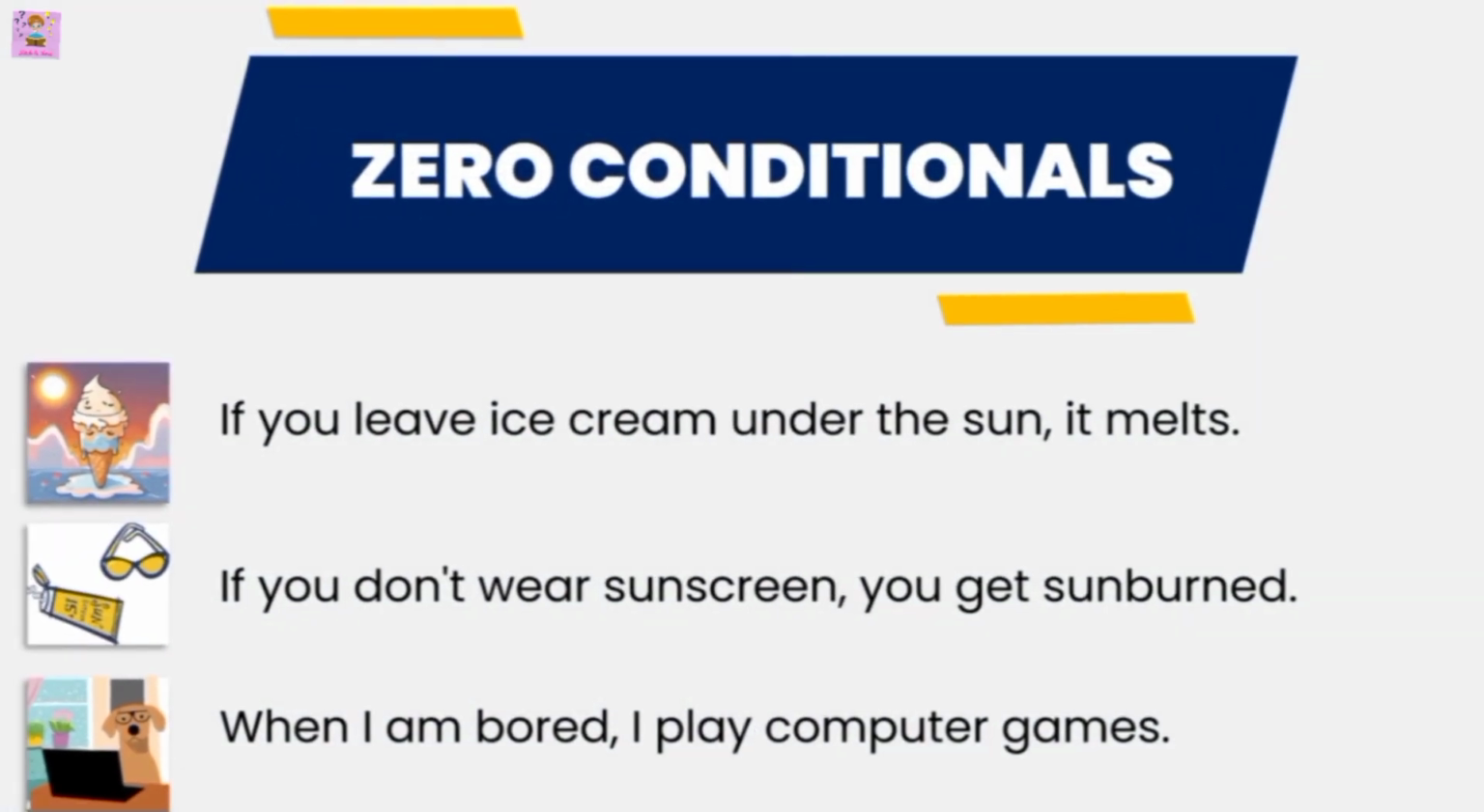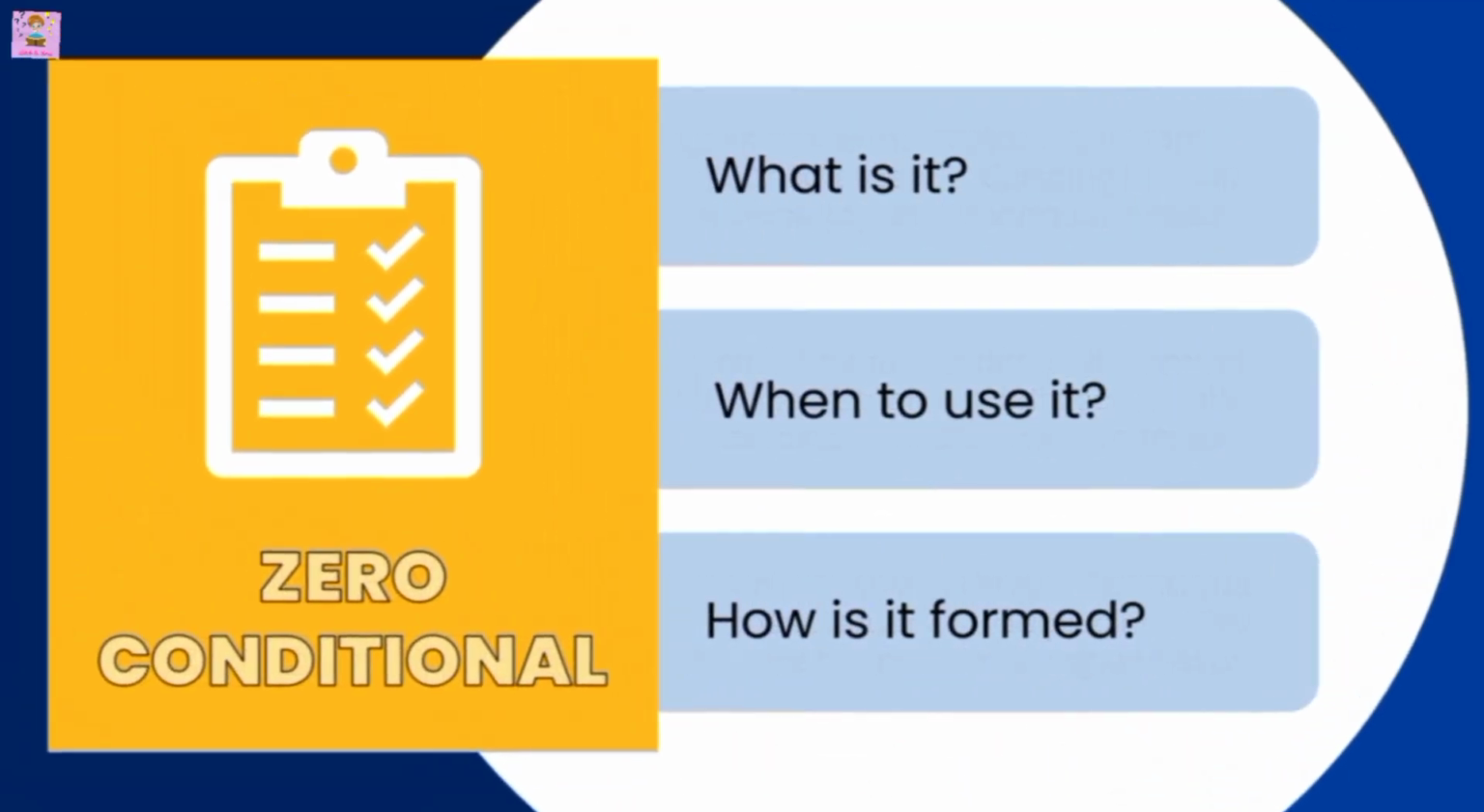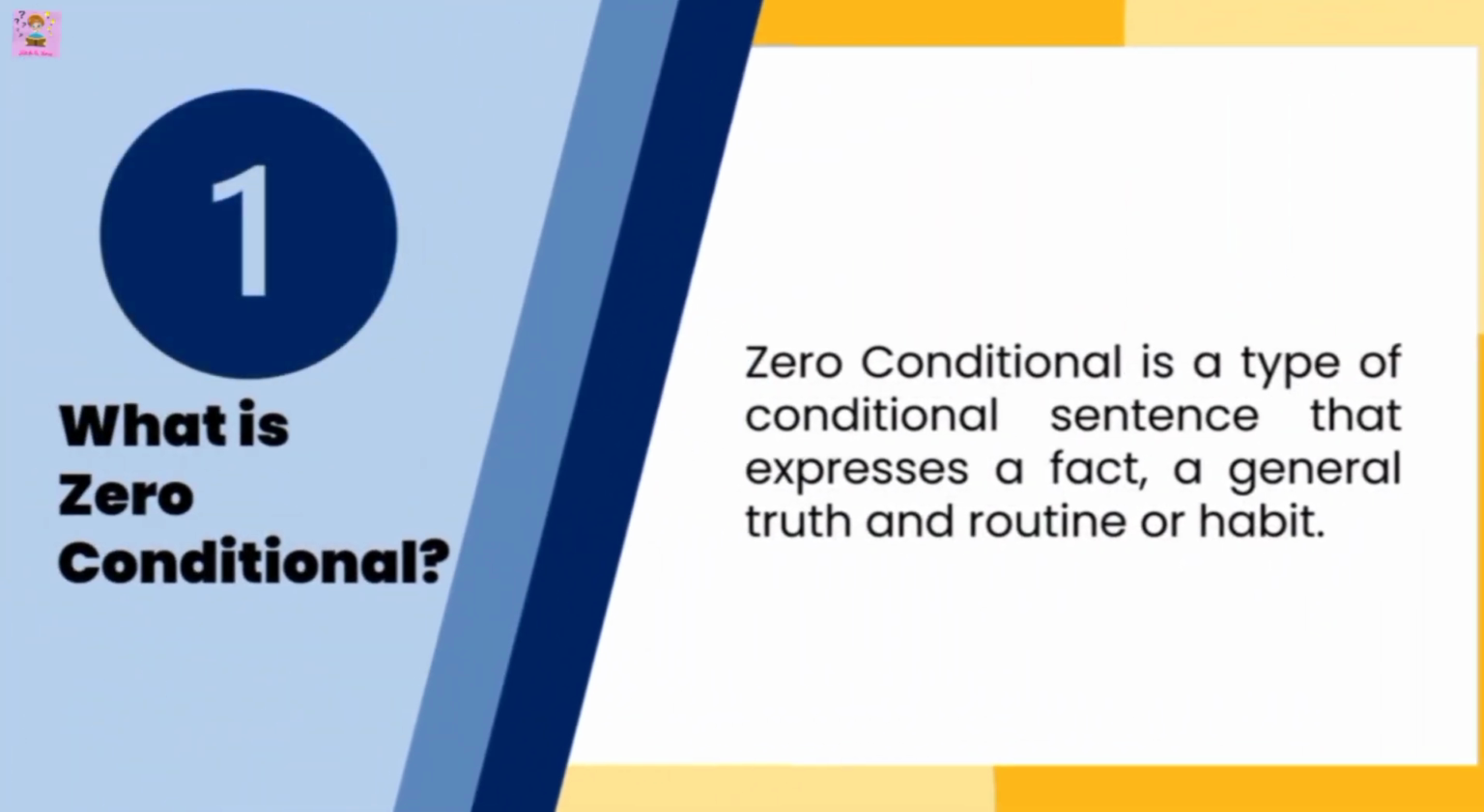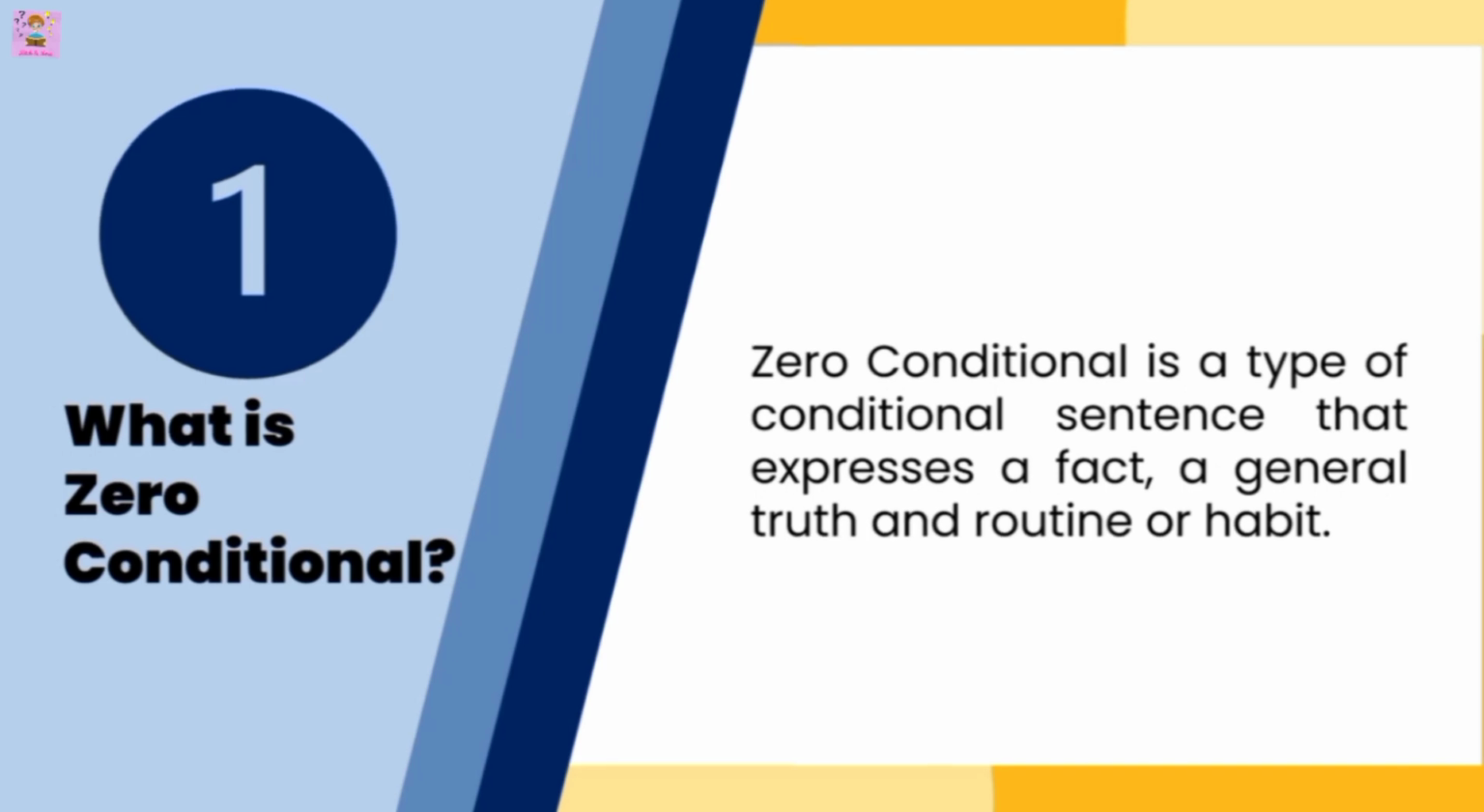In this video, we are going to learn what zero conditional is, when to use it, and how it is formed. Zero conditional is a type of conditional sentence that expresses a fact, a general truth, and a routine or habit. It refers to a situation in which one thing always causes another. In zero conditional, the condition is always true and the result always happens, or there are things that happen as a result of a certain condition.